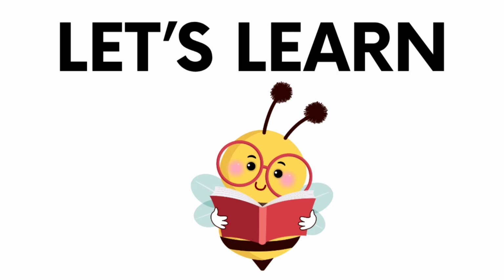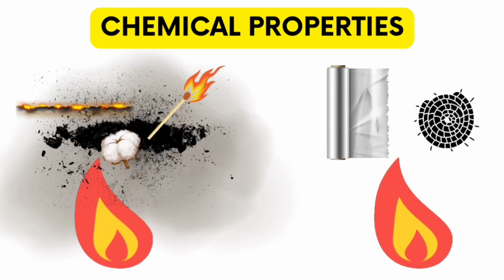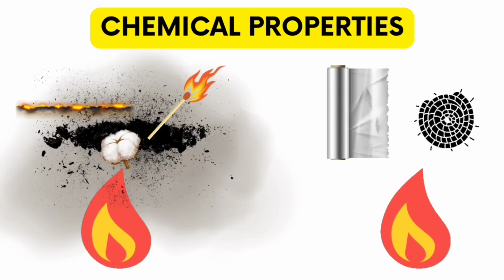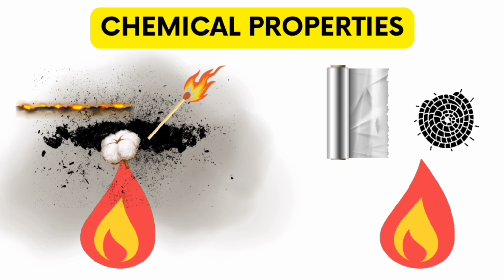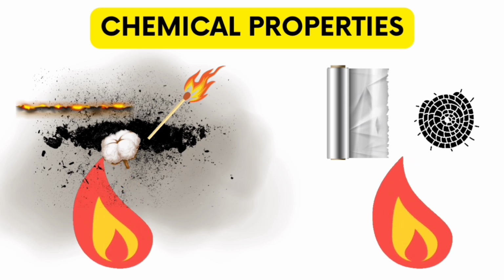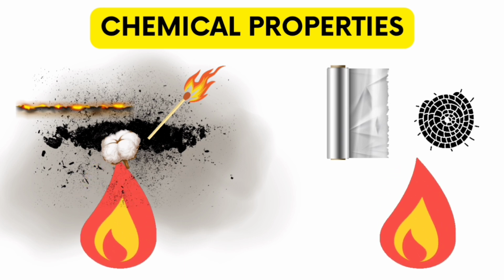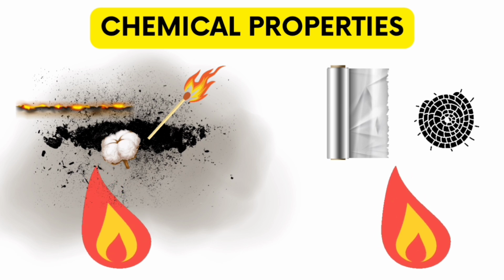Let's learn. Chemical properties are observed when materials change as they come into contact with heat and other materials. Chemical properties help us understand how materials behave and react. In the previous activity, you observed different materials exposed to heat from the lighted candle. Paper, cotton, and matchsticks caught fire and burned easily. On the other hand, steel and aluminum, which are metals, did not.